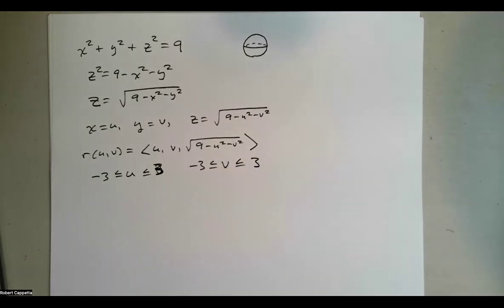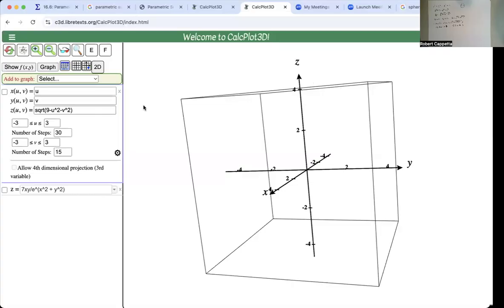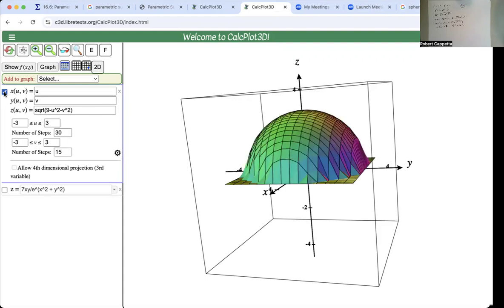So let's go ahead and look at that graph and see what it looks like. So again, x is u, y is v, z is square root of 9 minus u squared minus v squared. U and v both going -3 to 3, and we get this graph, which is not terribly appealing because I only get half of the graph, and then we have this noise that is happening on the xy plane. So is there another way we can do this?